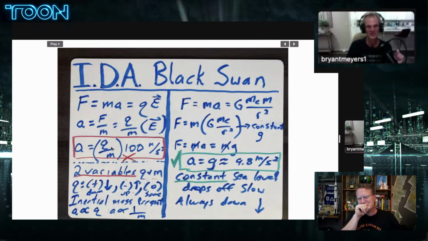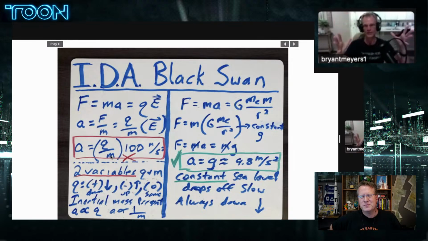But mass doesn't go away either, so you also have to divide by mass. The only way you can get 9.8 meters per second squared is to fiddle with a charge and a mass that makes it work. But it's not going to be the same for everything. If the charge is the same for everything, then it's going to be based on the mass, and you'd have to have a very specific mass.